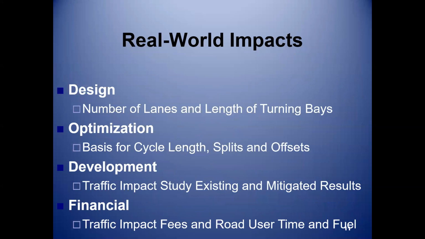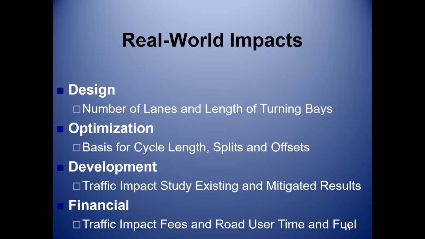So why do you care? Just like I said, turning lanes might be done incorrectly. If you optimize something based on 100 seconds of delay, you get a 120-second cycle, and you get certain splits and offsets. If it has 372 seconds of delay, you're going to get much longer cycles. Splits and offsets will be different.